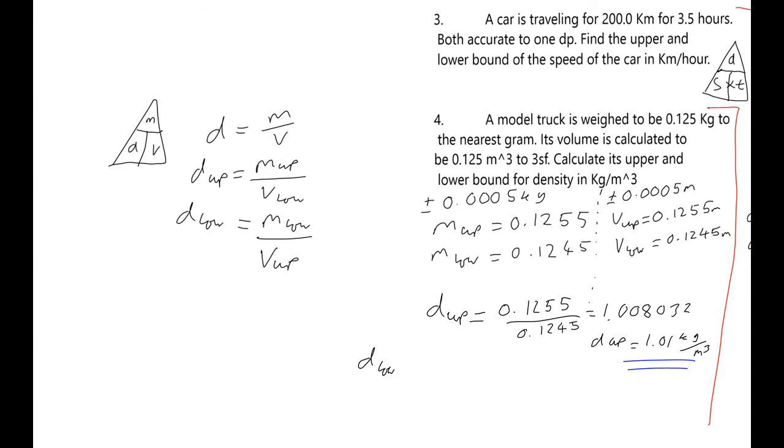The lower is 0.1245 over 0.1255, and that equals 0.992032. So D lower equals, 3 significant figures again. That was not a significant figure. 0.992 kilograms per meters cubed. And there we go. That is our upper and lower bounds for density.